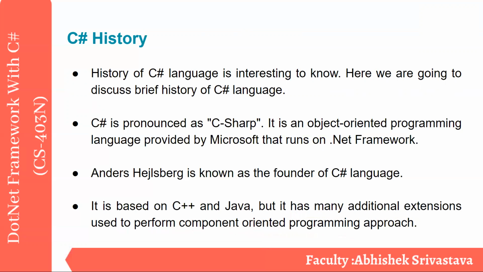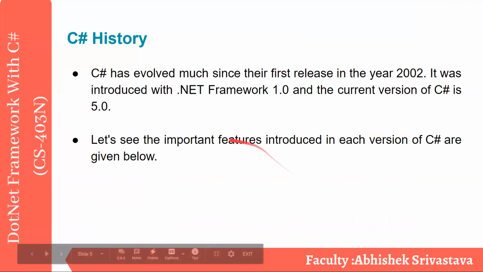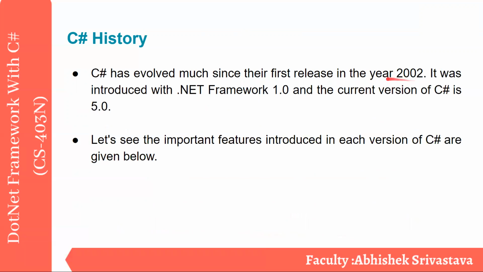All right. Now, C Sharp has evolved much since its first release in 2002. I told you already, Microsoft launched the .NET framework in the same year with C Sharp. So the C Sharp first version came in 2002, introduced with .NET framework 1.0. And the current version of C Sharp is 5.0.